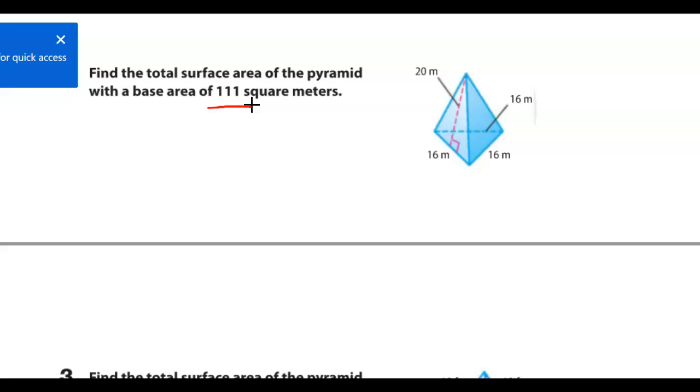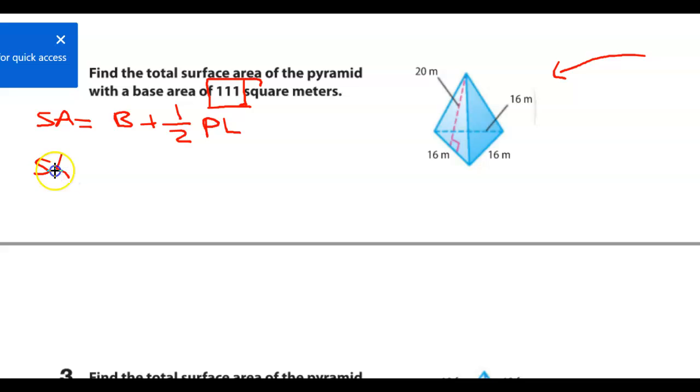So it's easy to miss that. Sometimes we just look over here and we start looking at these numbers on the side, and we forget that they're giving us a big chunk of the problem right here. So let's go ahead and write down the formula. The surface area is just going to be the base plus 1/2 of the perimeter times the length. So surface area is equal to the base.